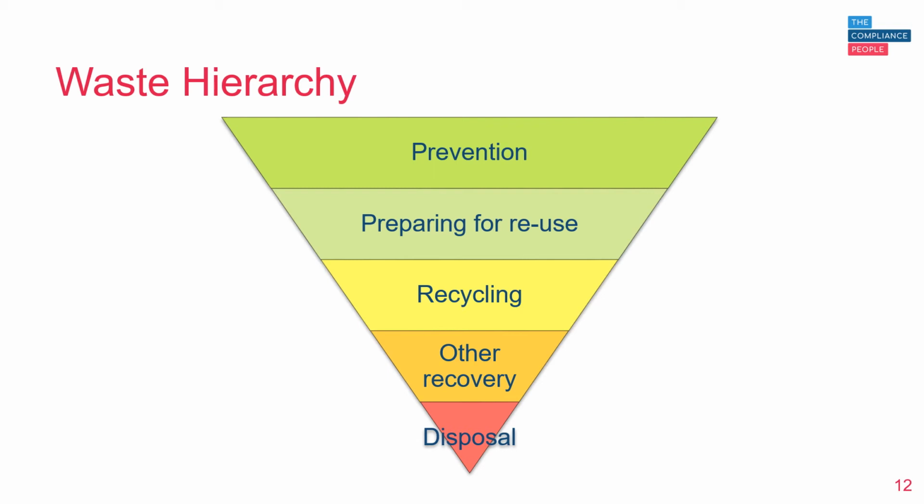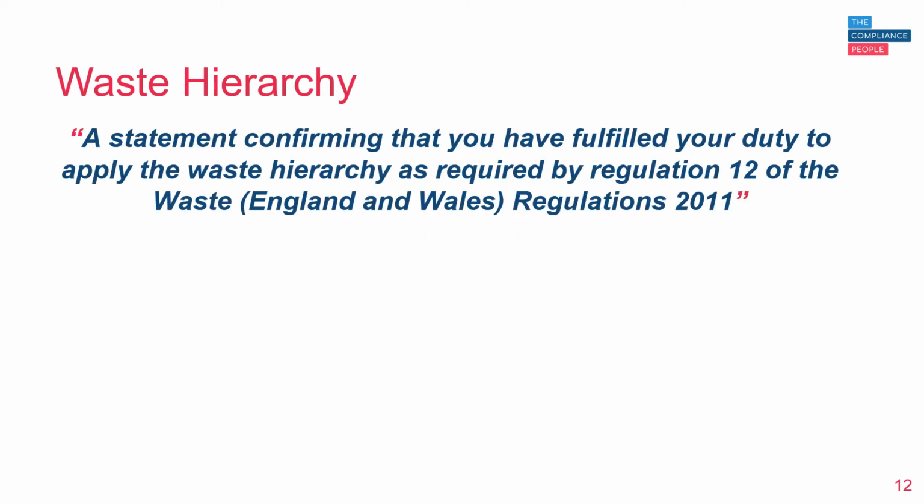It takes into account the environmental impact of different waste management operations. So, for example, the best is prevention at the top of the triangle, with the worst option being disposal, as it has the greatest impact on the environment. Applying the waste hierarchy is also a requirement if you have an environmental permit. An example of where the waste hierarchy might not be applied is if a company throws all of their waste into the same skip without any segregation or any recycling.